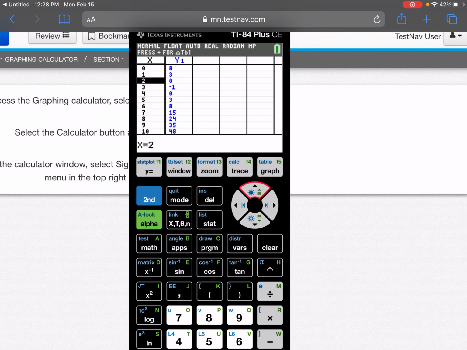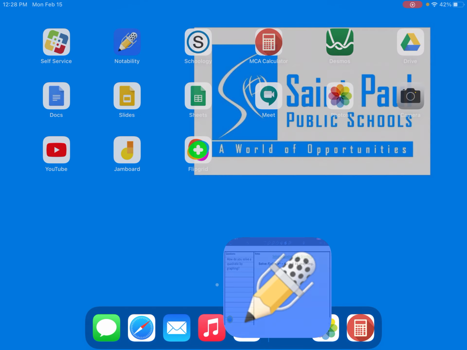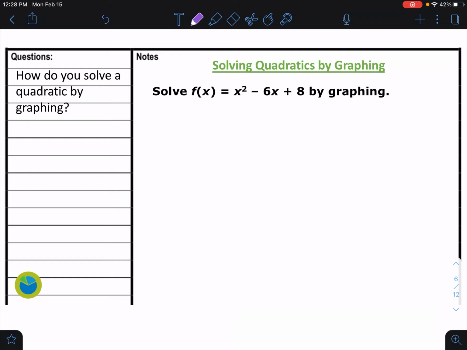I'm going to go back to my notes and write x equals 2 and x equals 4. These are my two solutions, and I've confirmed that by graphing and using the table.